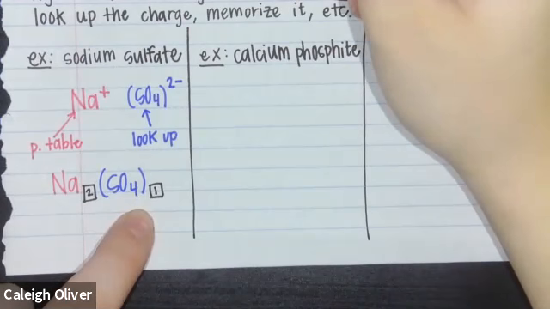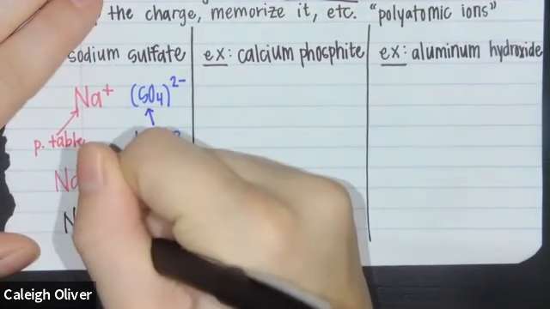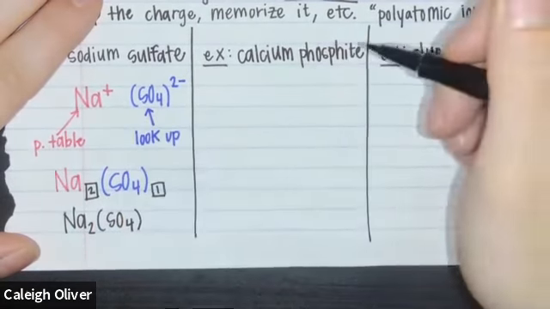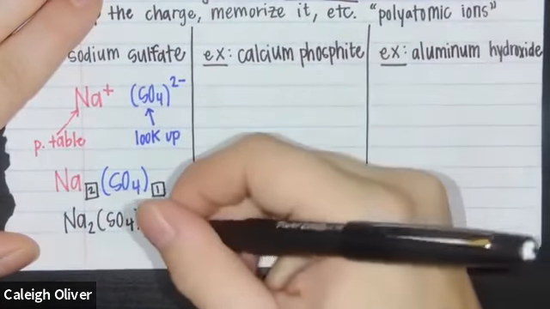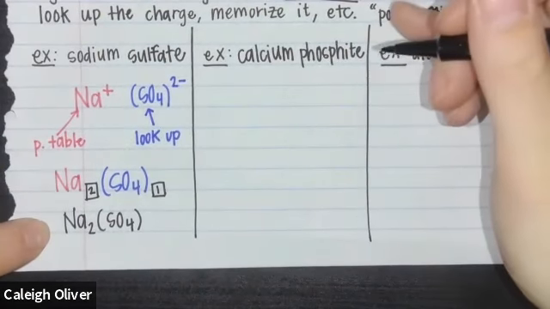And then there's a couple different ways you can write it. You can leave it as it is, Na2 parentheses SO4 1. You can take out the 1. I would probably just write it like this.